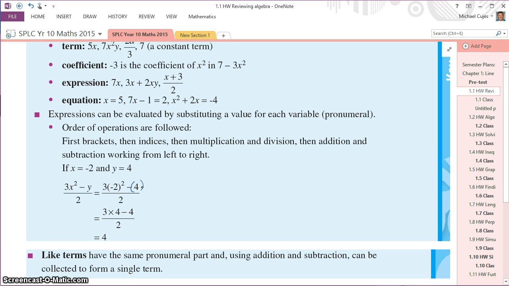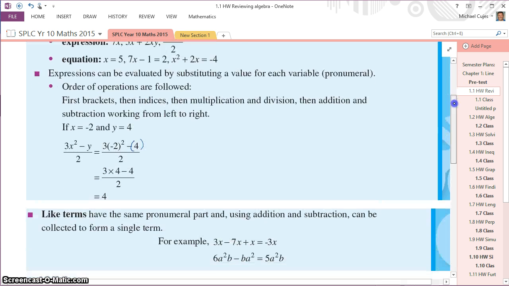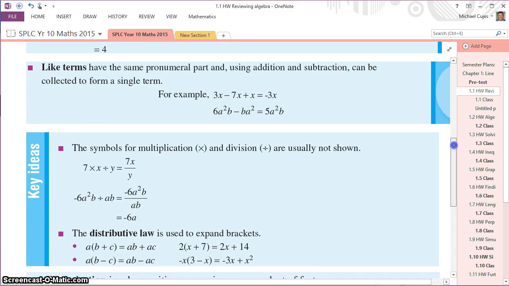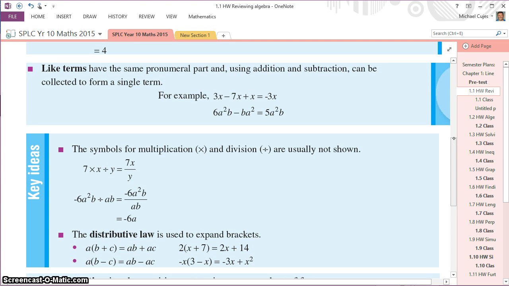Like terms, anyone who's had me in year 8 or 9, I think I called this the year 9 golden rule of algebra. Might be new for the other teachers, it's my own little terminology there. But what it's saying is, like terms are terms with exactly the same pronumeral form. They might be written in a different order. So for instance, here we've got a squared b, here we've got b times a squared, but they're really exactly the same. Two a's and a b being multiplied together.